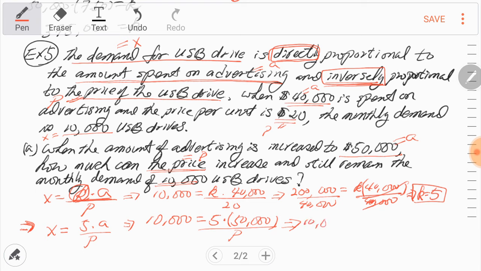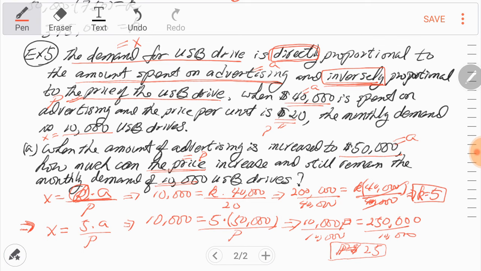Then 10,000 P is equal to 5 times 50,000, which is 250,000. So divide each side by 10,000. Then P equals $25. So the price of unit is $25.